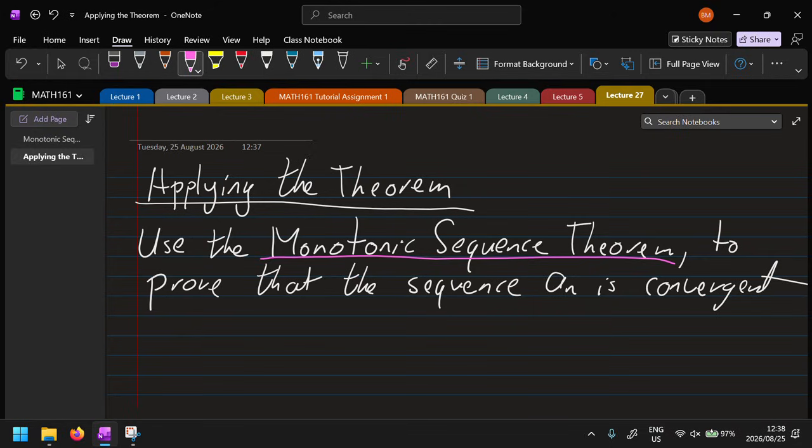It'll be very clear in the quizzes, tests, and exams on what you should use. If I do not include that, then you can use any method or sequence proof that we've done before. Your limit laws, squeeze theorem, L'Hopital's rule, all of that other stuff you can use. But if I specifically say use the monotonic sequence theorem, then you have to use that.